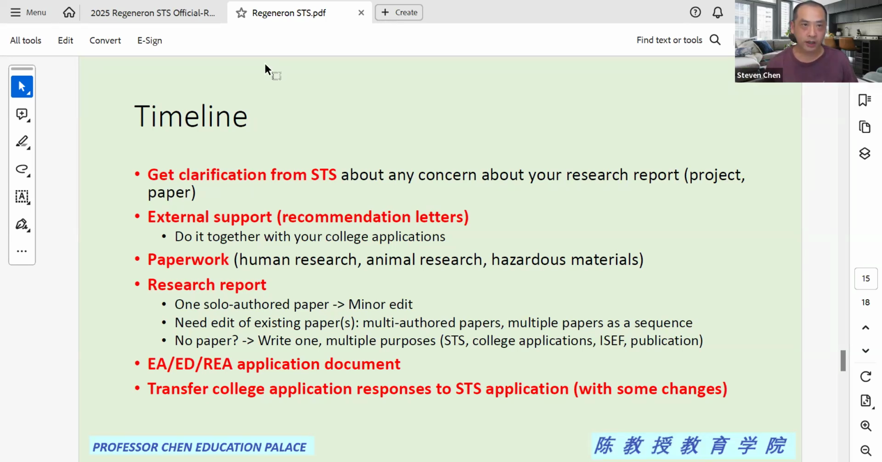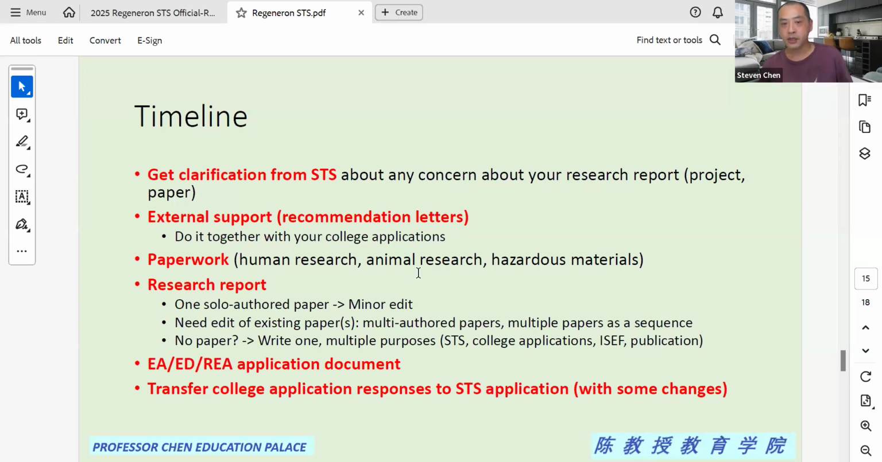Okay, so let me give you some examples about research reports. So let's look at the first one. So suppose you have a solo author paper. There was a great paper. So you have a solo author paper, you submit it to some top tier journals, right? It's fantastic. Maybe you make the direct submission to STS, or maybe say if it exceeds the page limit, you make some minor edit. That's it. So this is the easiest case. And the second scenario also happens a lot. That is, you need to do substantial work on your existing papers. You need a lot of edit.